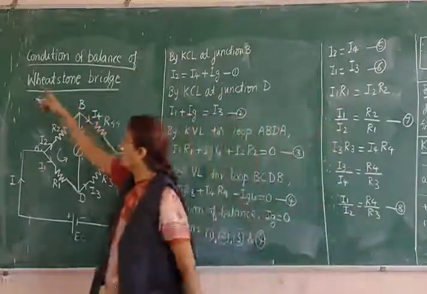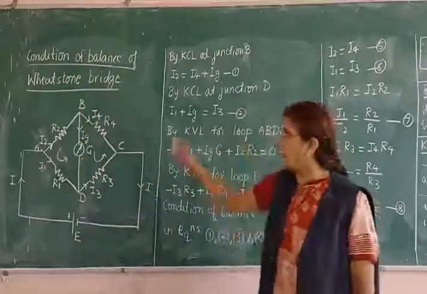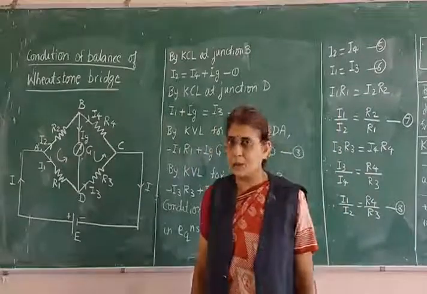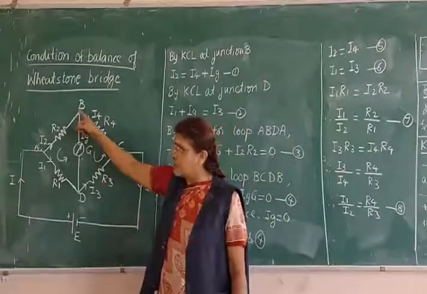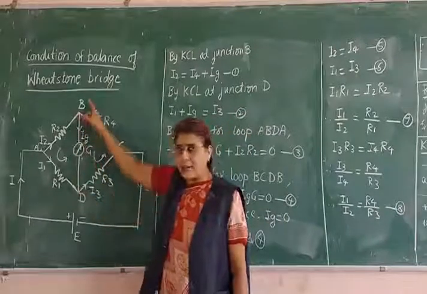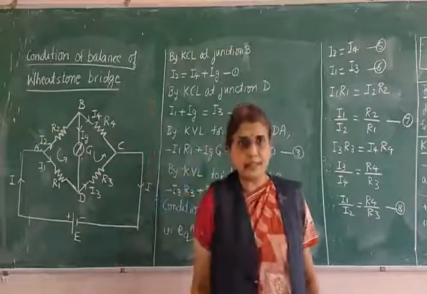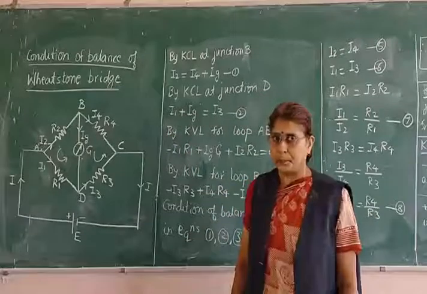Why this word Wheatstone? He is a British physicist who devised this bridge to determine an unknown resistance. This Wheatstone bridge is so called because the galvanometer is a bridge between 2 points which have the same potential. So it is called the Wheatstone bridge, named after the physicist Wheatstone. It is also called the Wheatstone's network.